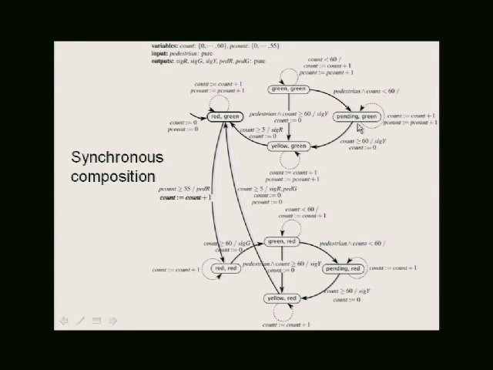Cars can still go to the intersection, right? So it's reasonable to call that also an unsafe state. And in this case, we're lucky. All of these unsafe states are unreachable as well.